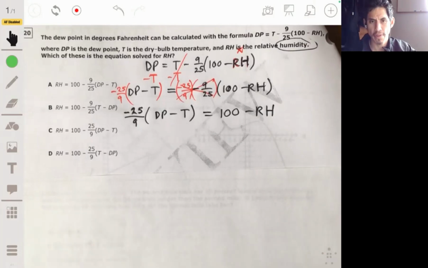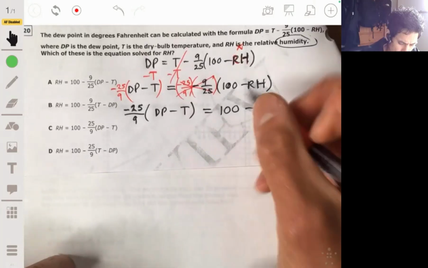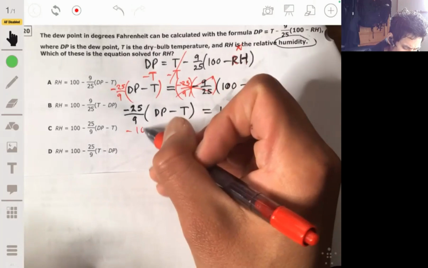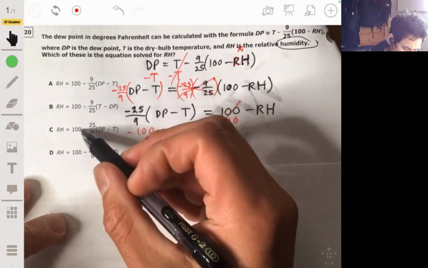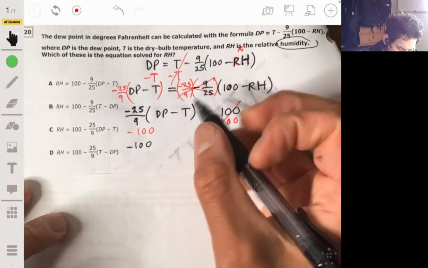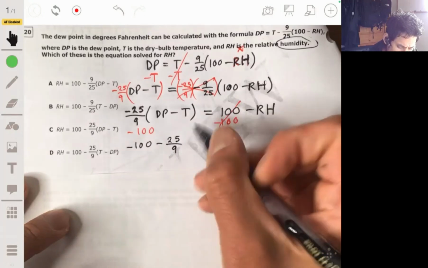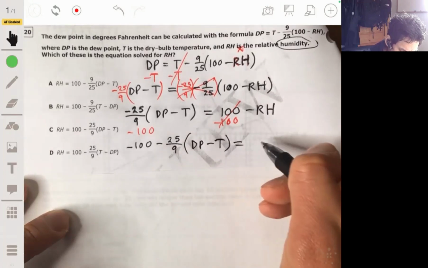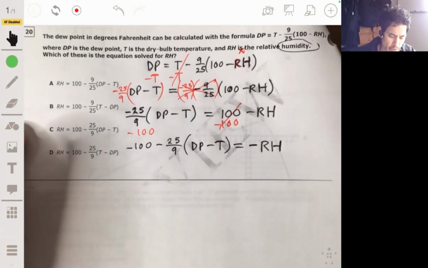Okay. Now, we need to get rid of the 100. So we're going to take away 100 from both sides. Looks like they have the 100 in front, so we're writing this as negative 100 minus 25 ninths times dP minus T is equal to negative RH. Okay.